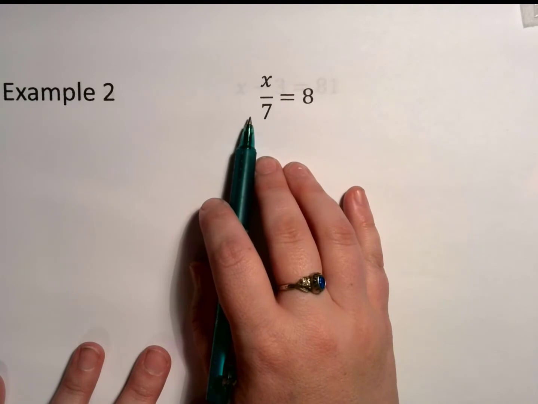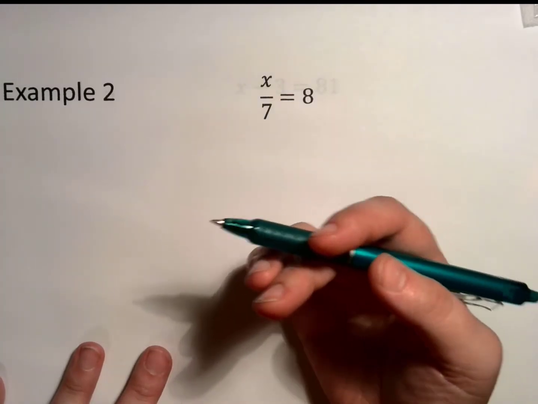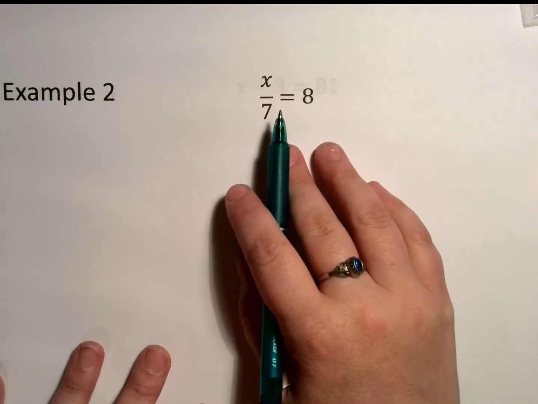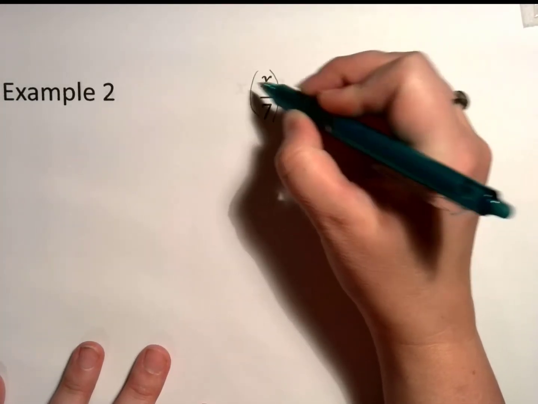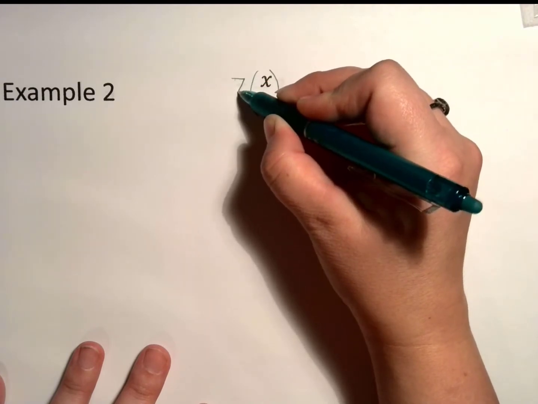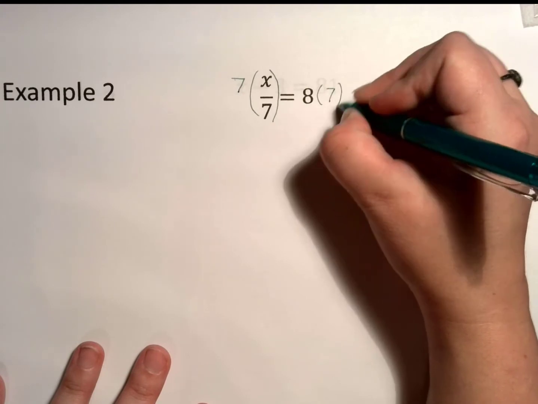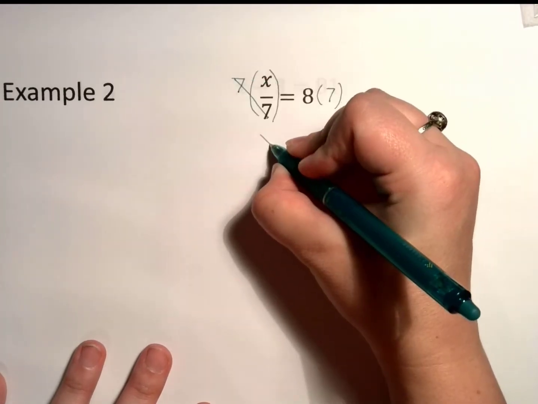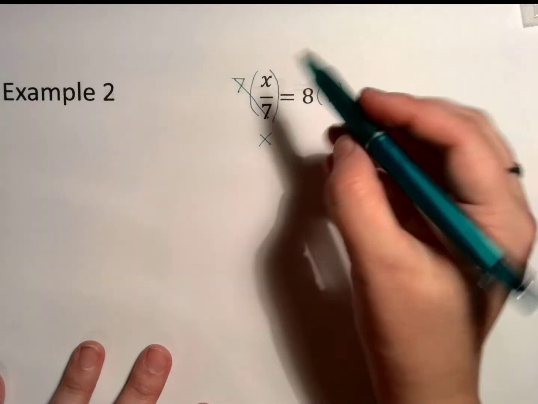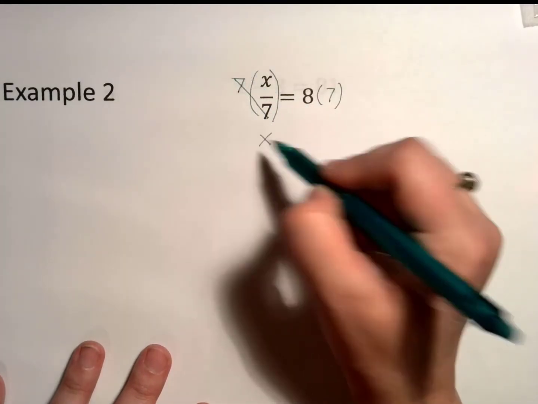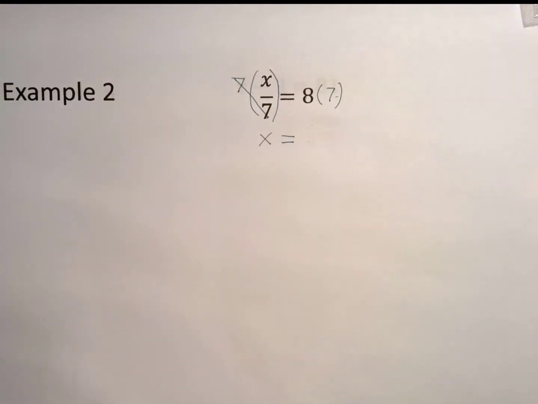X divided by 7 is equal to 8. So what operation am I doing here? I'm doing division. So to undo division, I need to do multiplication. Okay, we're left with x. Those cancel each other out. 8 times 7 is 56.